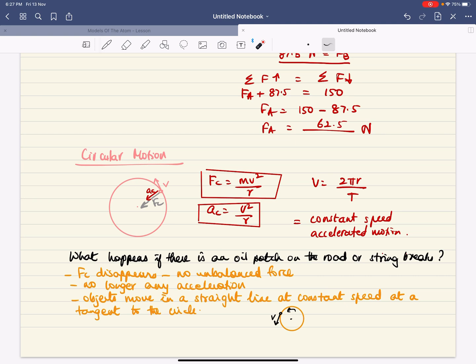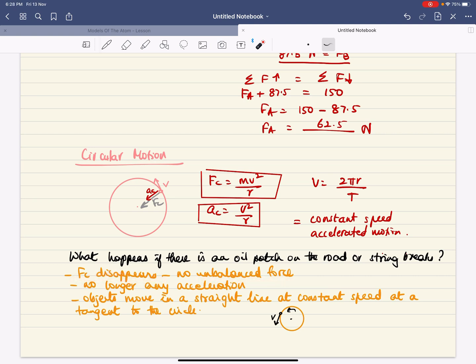And there may be some sort of descriptive question where you have to say what happens if there's an oil patch on the road, or if it's a ball being whirled around on a string, or if the string breaks, because this is what provides your centripetal force. For a car going on a road, it's friction that provides centripetal force. So if there's oil, there's no more friction, so your centripetal force disappears.